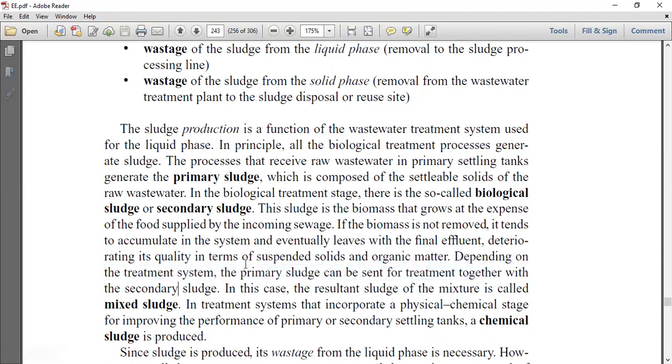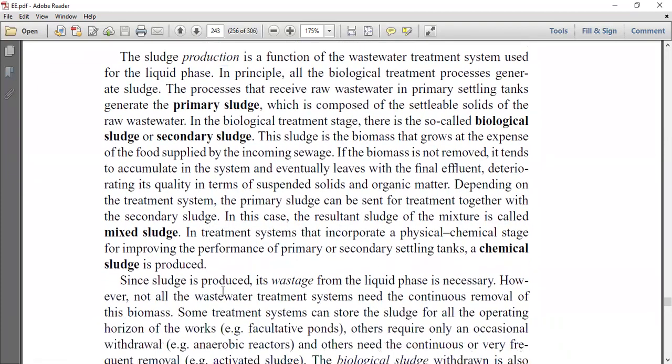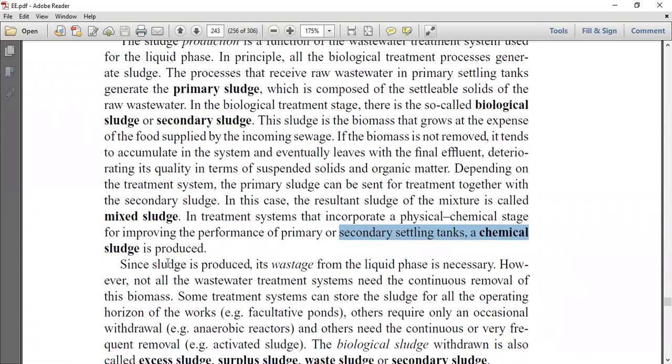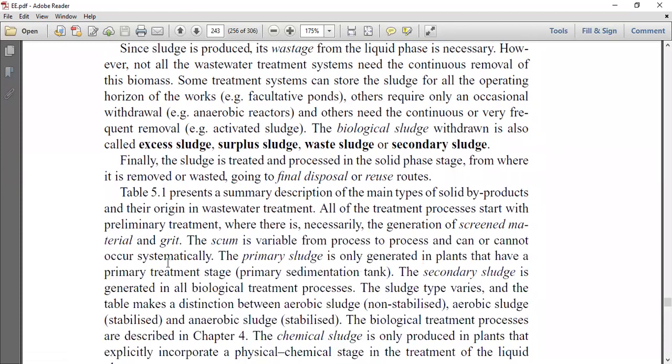Depending on the treatment system, the primary sludge can be sent for treatment together with the secondary sludge. In this case, the resultant sludge of the mixture is called the mixed sludge. If the treatment system incorporates a physical-chemical stage for improving the performance of the primary or secondary settling tank, a chemical sludge is produced.